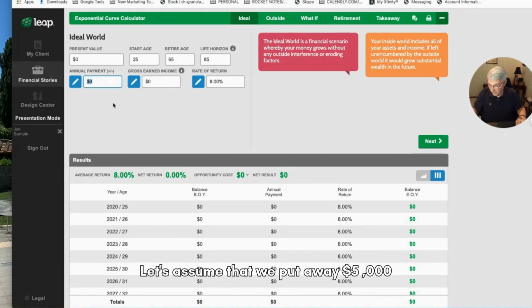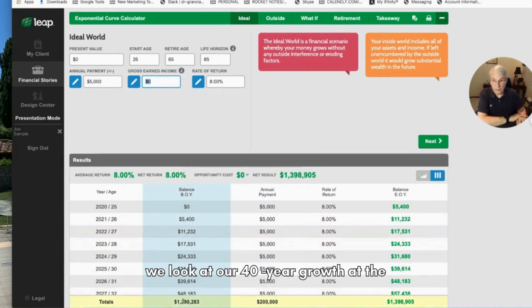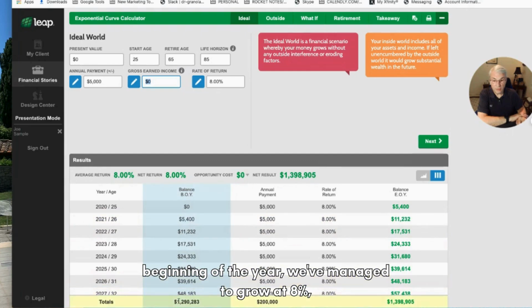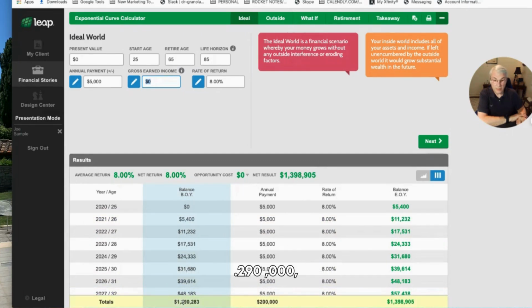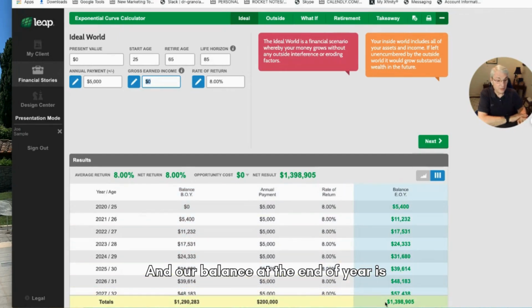Let's assume that we put away $5,000 a year, and we do that for 40 years, and we're able to earn 8% interest. So when we look at our 40-year growth, at the beginning of the year, we managed to grow at 8%, to $1,290,000, almost $300,000 of interest, of growth, and we put away $200,000. So we've grown $1,090,000, because you take away what you actually put in there. And our balance at the end of the year is $1,398,000, almost $1.4 million. So it looks pretty good, doesn't it?